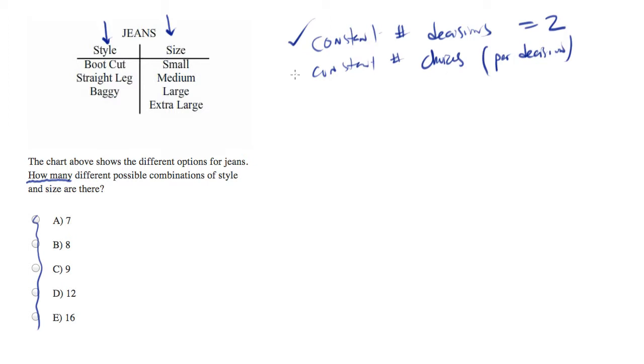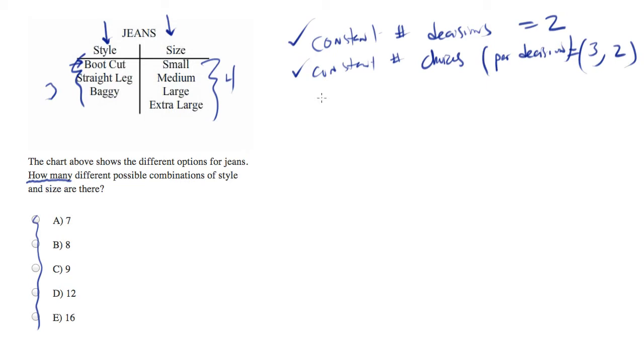Also notice that no matter what we pick in our decisions, for example, say I start out with boot cut, in the second decision, I will always have 4 choices. So we'll start out with the first decision, we'll have 3 choices. Then we will have 2 choices. So that criteria is also met.